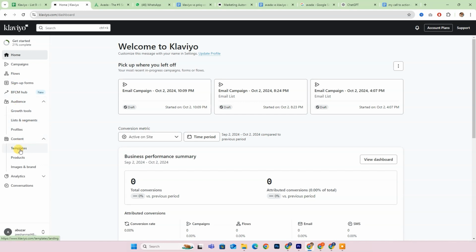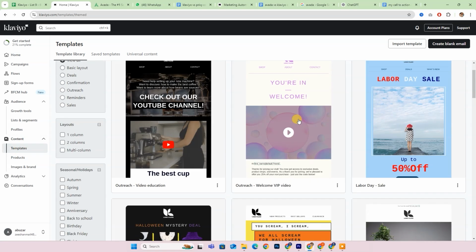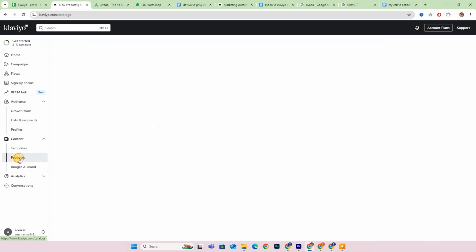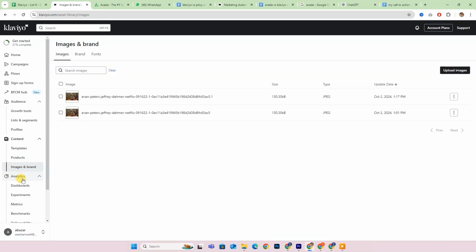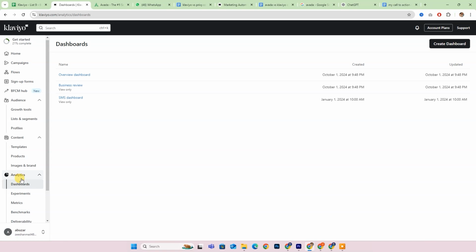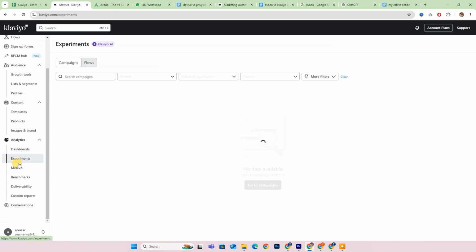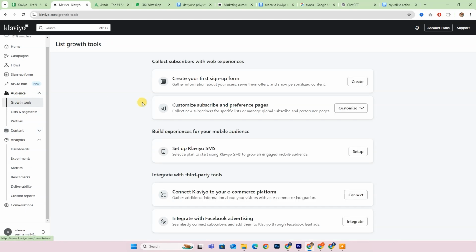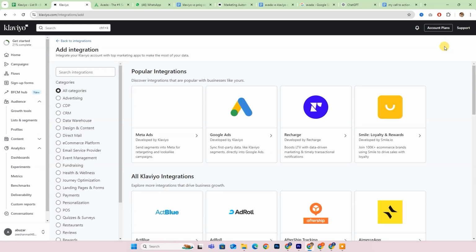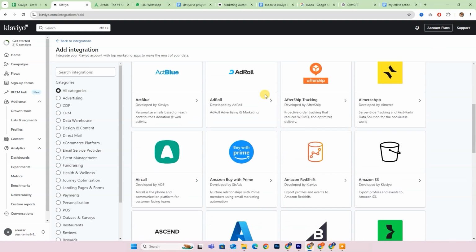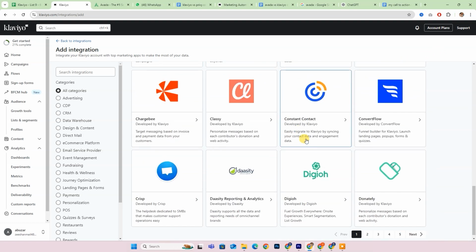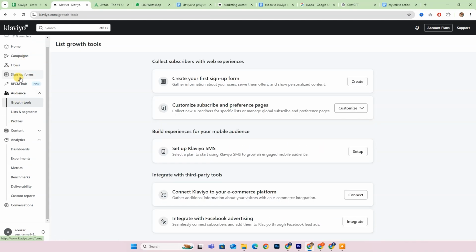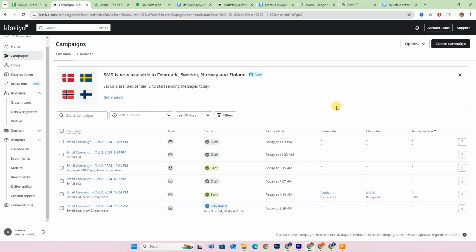Klaviyo functions as a comprehensive email marketing and customer relationship management CRM platform. It is designed for creating and automating email campaigns, segmenting audiences, and personalizing communications. Additionally, Klaviyo supports SMS marketing and integrates seamlessly with popular e-commerce platforms like Shopify and Magento. This makes it an ideal choice for businesses that want to cultivate and nurture existing email lists, send targeted campaigns, and analyze customer behaviors to enhance their marketing strategies.